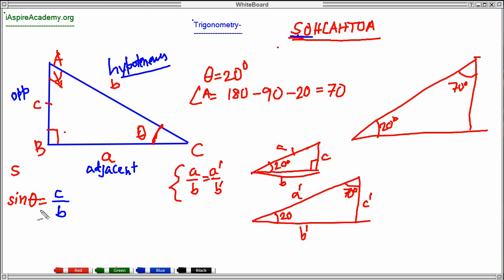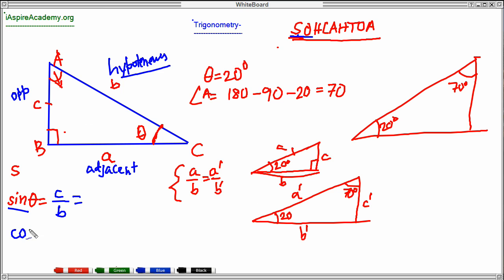The relations of sine theta, cosine theta and tan theta, which we are going to discuss, are all expressed with ratios of sides. So sine theta is C by B, which is SOH. S stands for sine, O stands for opposite, H stands for hypotenuse. So sine theta is equal to opposite, which is C, over hypotenuse, which is B. So that's what we wrote.